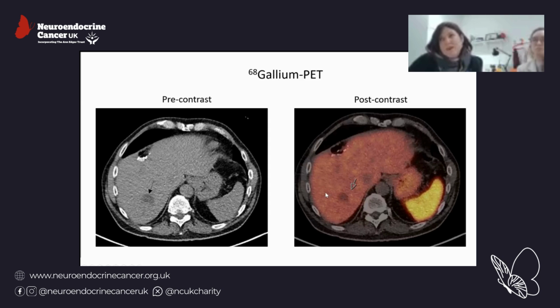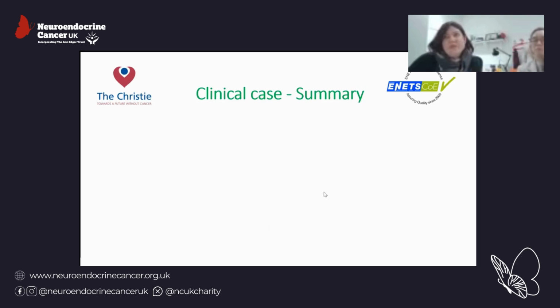And the worry would be that PRRT is not likely to be effective if we were to treat in this situation. So the recommendation was to give everolimus. So just to recap, a 62-year-old lady, background history of hypertension and diabetes.